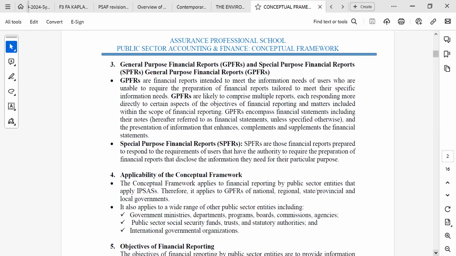Okay, therefore, it applies to general purpose financial reports of national, regional, state, provincial, and local government. It also applies to a wide range of other public sector entities, including government ministries, departments, programs, boards, commissions, agencies, public sector social security funds, trusts, and statutory authorities. All those organizations that operate as public sector entities can use the conceptual framework, provided they are using IPSAS. So SNIT, if SNIT is using IPSAS, then they can also apply the principles of the conceptual framework. Also international governmental organizations.